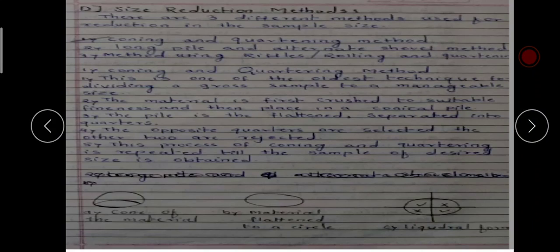So, in the first method, that is coning and quartering of the material; second is the long pile and alternate shovel method; third is the method using riffles or rolling and quartering. In the first method, coning and quartering, first of all we have to prepare the cone, then flatten it, then make four parts of that particular sample to get the desired size of the sample.